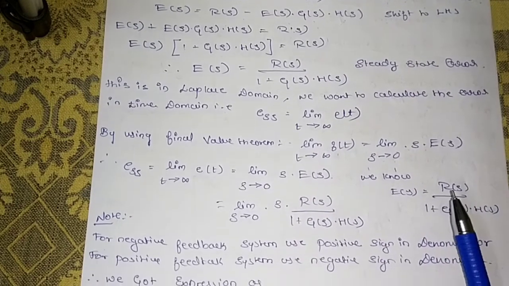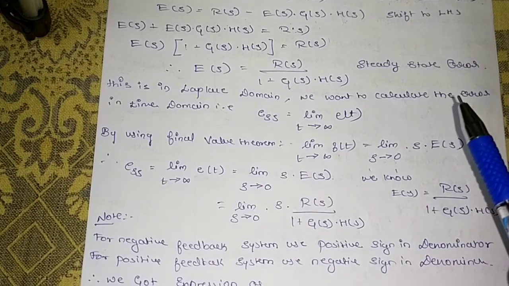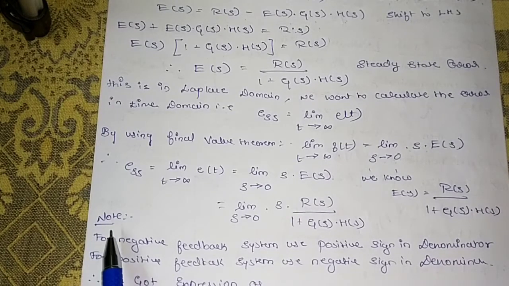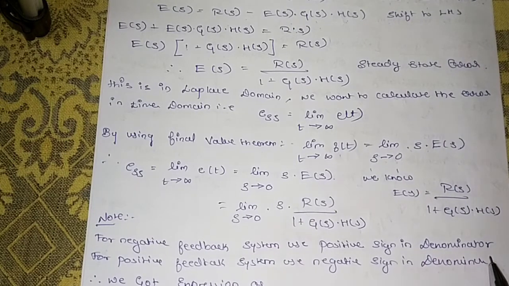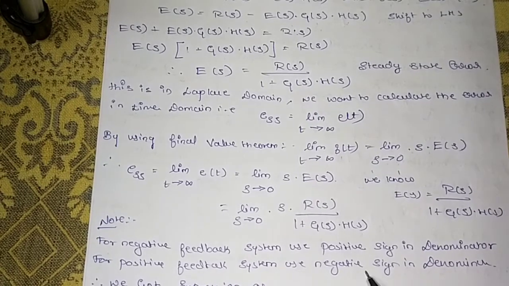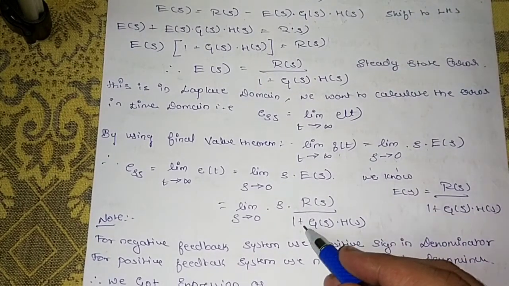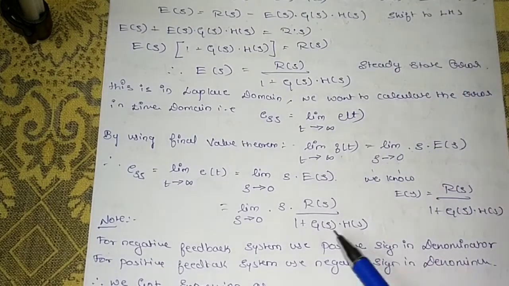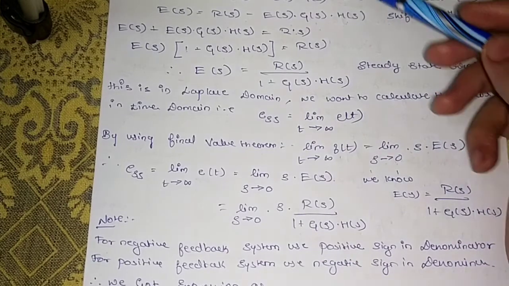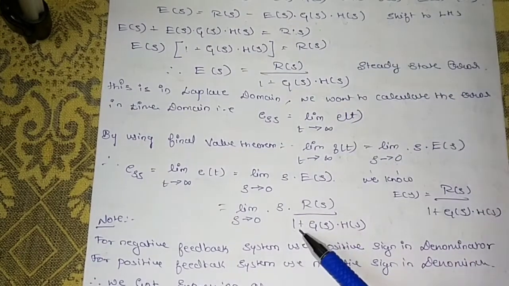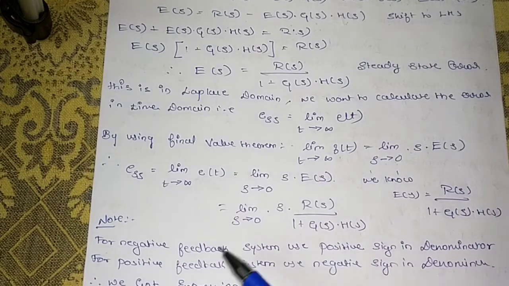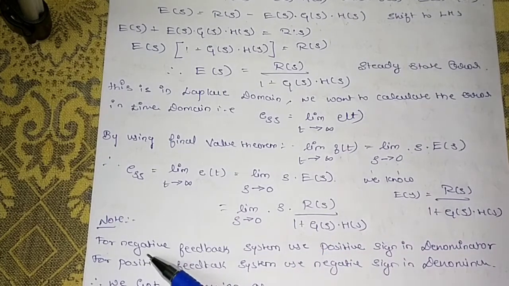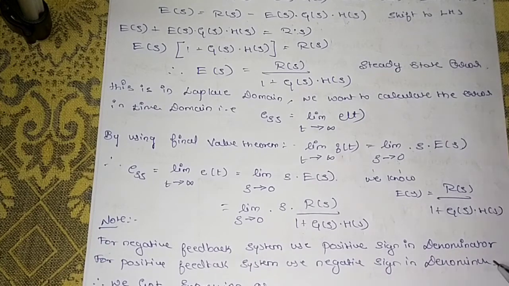Okay, this completes the simple derivation regarding the steady state error. Some note is that for a negative feedback system, use a positive sign in the denominator. For a positive feedback system, use a negative sign in the denominator. Here it is a plus or minus. For negative feedback we got a positive sign here, right? If it is a positive feedback, then it will give a minus sign.